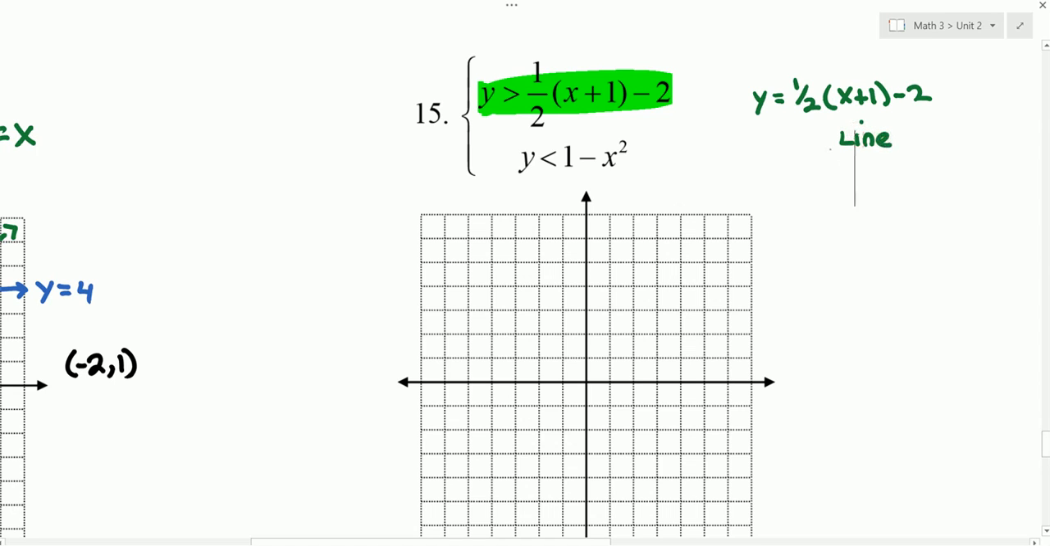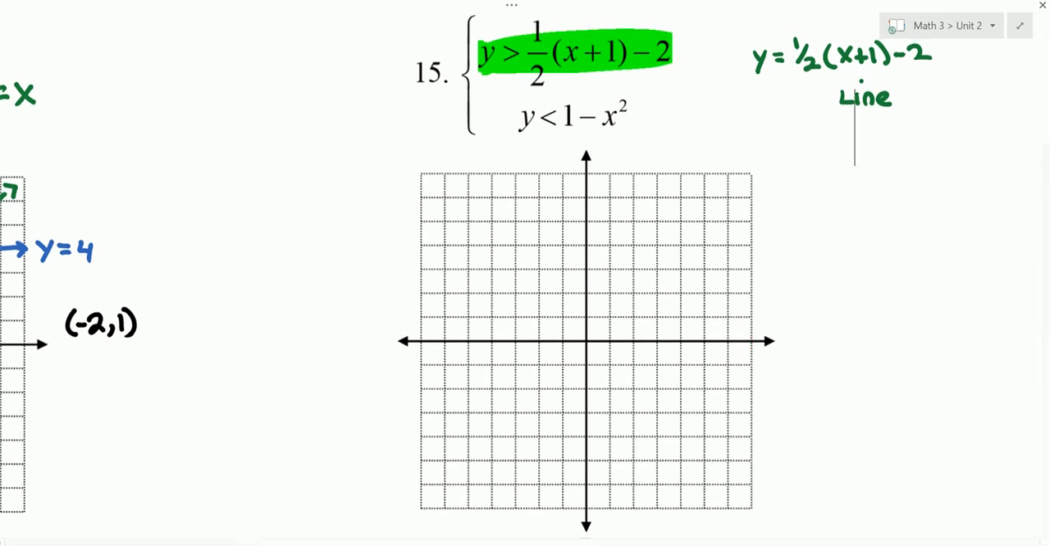The parent graph here has been moved left 1 down 2 from 0, 0. So I'm going to go left 1 down 2 to get my first point. And I'm going to use the slope, the 1/2, to find my next point. So from the point I graphed, I'm going to go up 1, right 2 to get my second point. I'm not going to draw a solid line because it's not equal to this line. This is a boundary line.